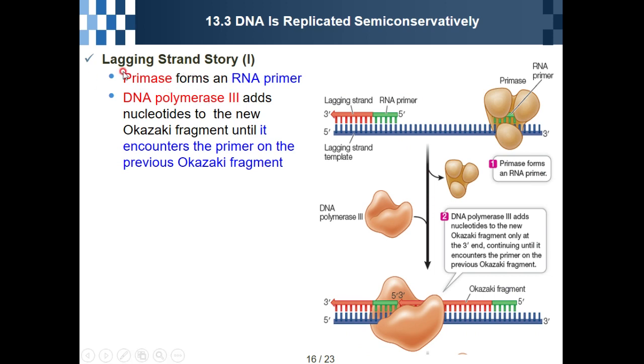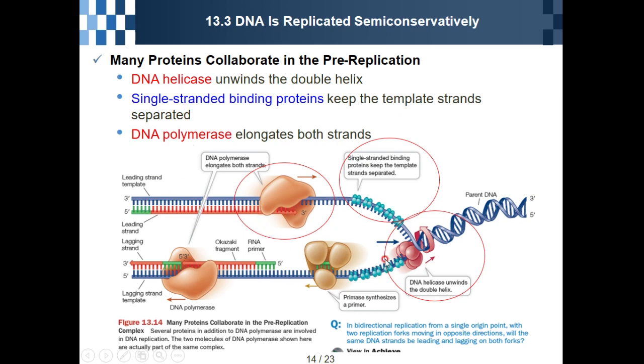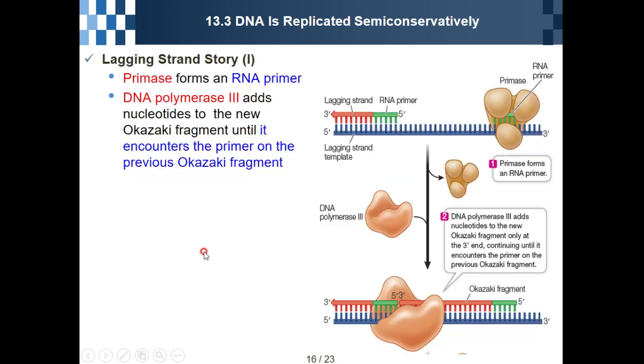So once again, this is a lagging strand story. Leading strand is very simple. However, in the lagging strand, usually the primase forms RNA primer. Then DNA polymerase binds to here, and they will synthesize the replicated DNA like this.